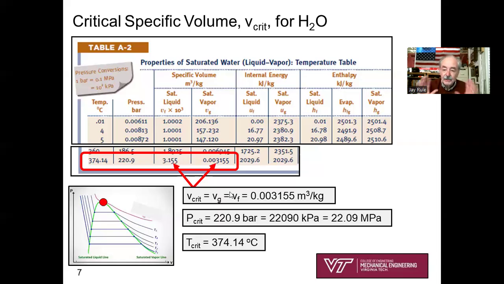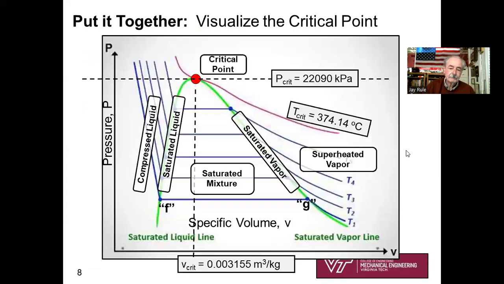And so a good learning, if you haven't thought about it yet, is that at the critical point, V sub G equals V sub F equals 0.003155 for H2O. So now we've got all three properties at the critical point. Let's put them on the PV diagram to get a little more feeling for what the critical point is.